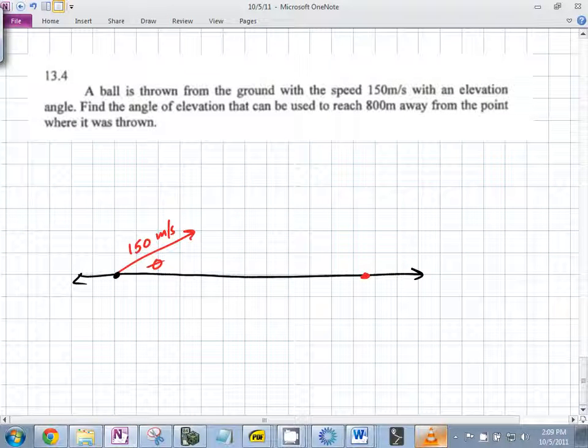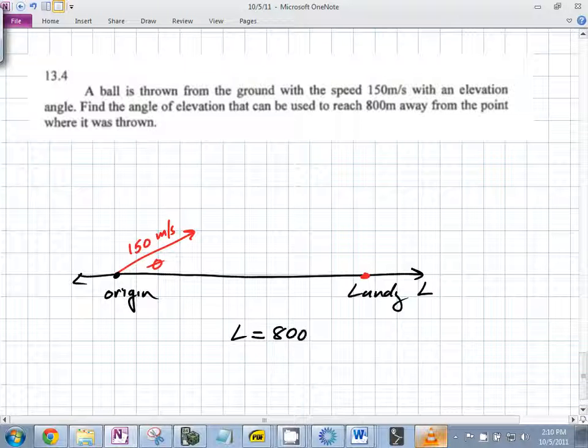This is the origin, okay? And this is the landing spot. And we'll call this L. So we know that L has to equal 800. This is the x-axis, so 800 i. Excellent. Does this make sense? Does this make sense what it's asking?